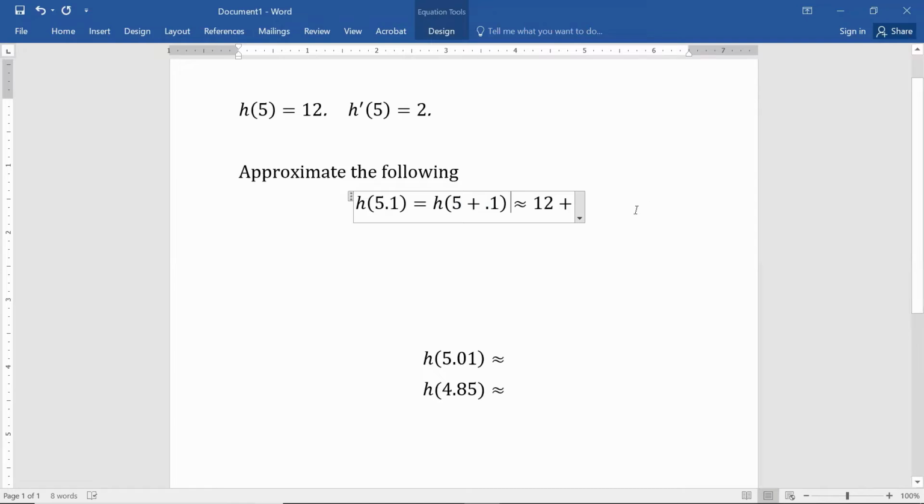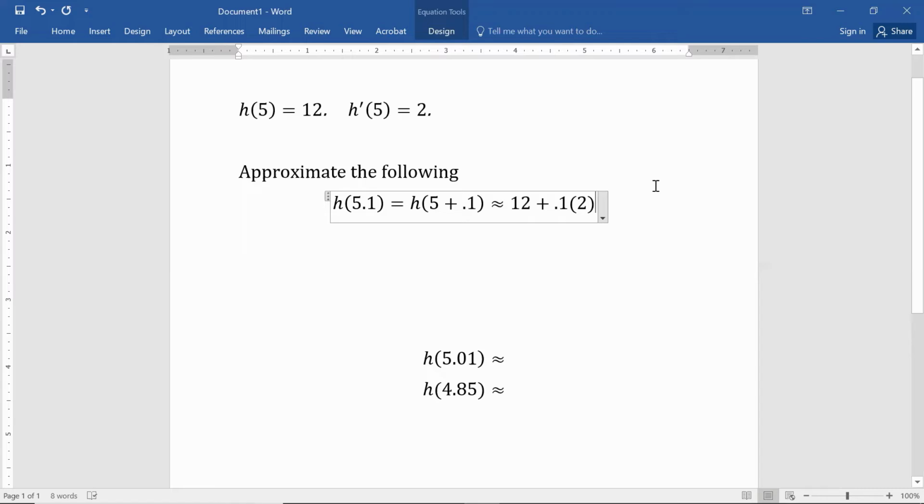And so what you're going to do is take the h of 5, which is the 12, and then add on 0.1 units, and we know the rate of change is 2. So we're going to take the y value, h of 5, and then add on 0.1 units, but the rate of change there is 2. So 0.1 times 2.